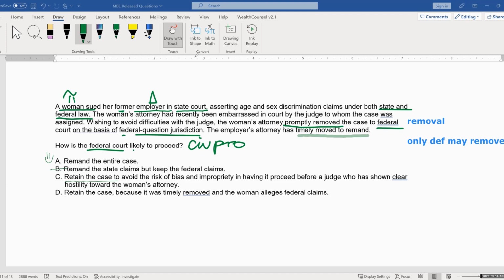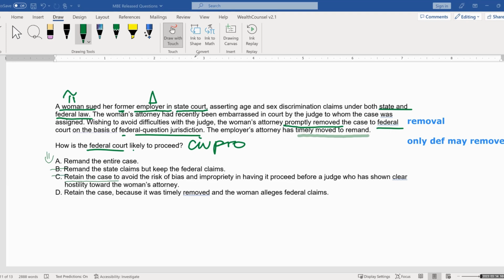If the problem is impropriety of the judge, the attorney can always move to have the judge removed from state court and have it be heard by a different judge in state court. So this is not a good answer choice either.